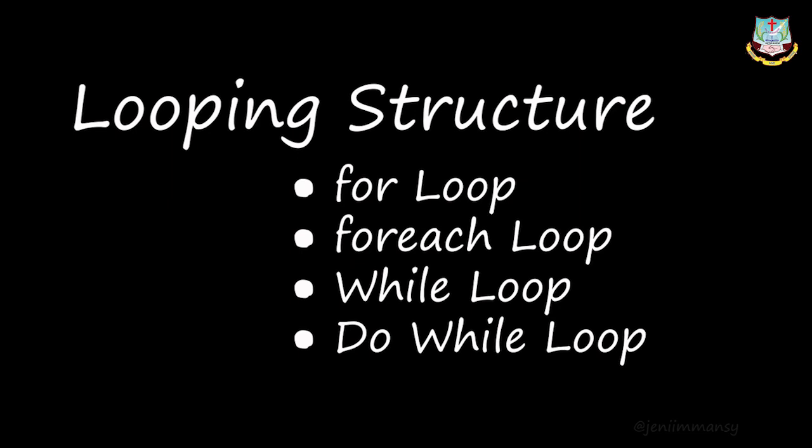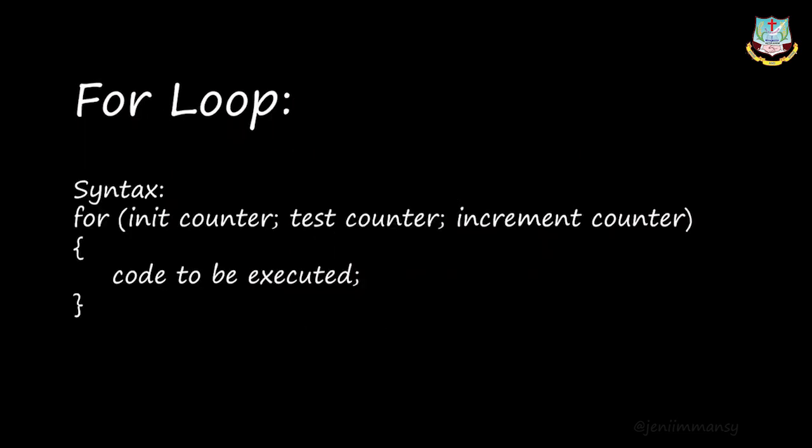First, let's see what is for loop. For loop means when you know how many times the code or the block of statements has to be executed or displayed. If you know that number of times, you can use this for loop, okay? Let's see the syntax for this for loop. Here they have given for, and then inside the brackets we'll have 3 segments. First one is init counter, next one is test counter, and then increment counter, okay?